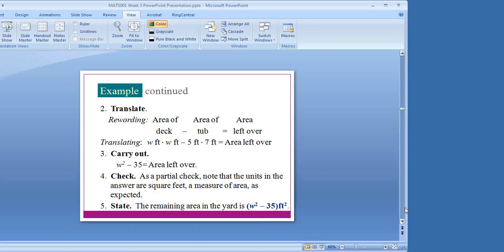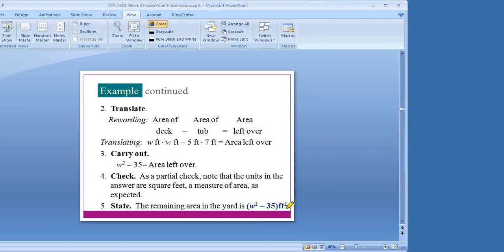So I'm going to take the area of the deck and subtract the area of the hot tub. The deck is a W by W square, so W squared minus 35 because it's a 5 by 7 hot tub. Okay, and that's the answer. That's the area that's left over, W squared minus 35. And we would write that as W squared minus 35 square feet. And that's what you see at the bottom.